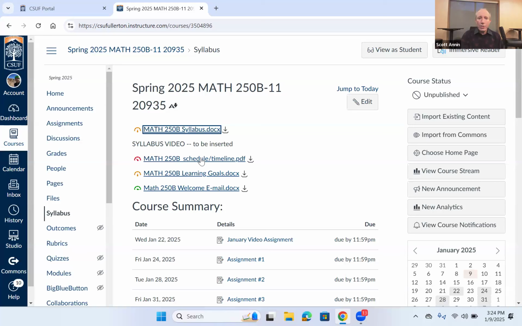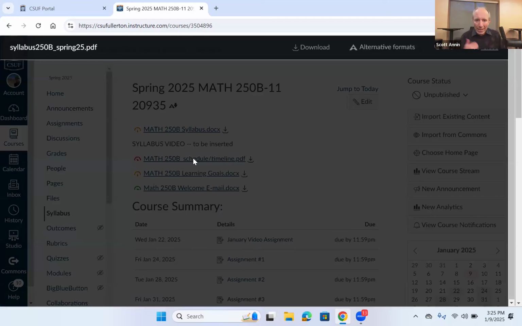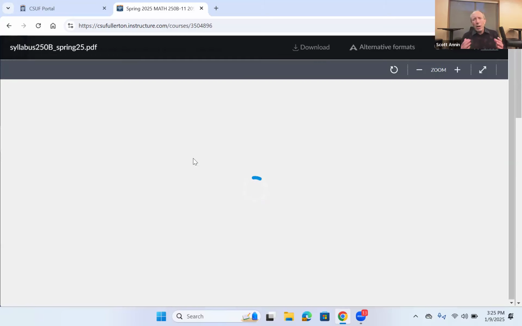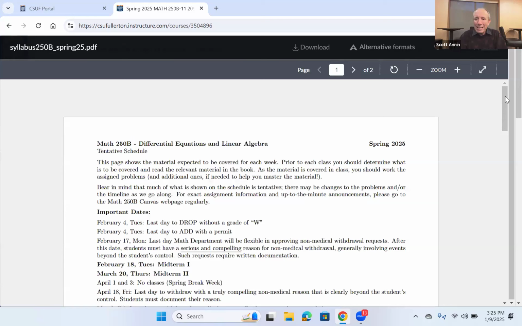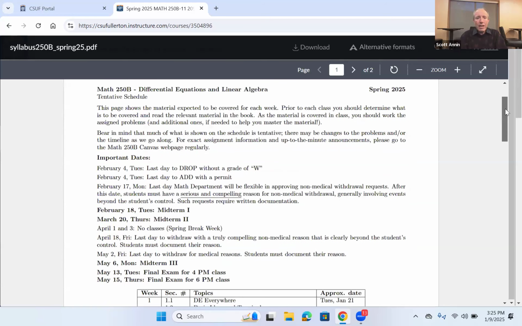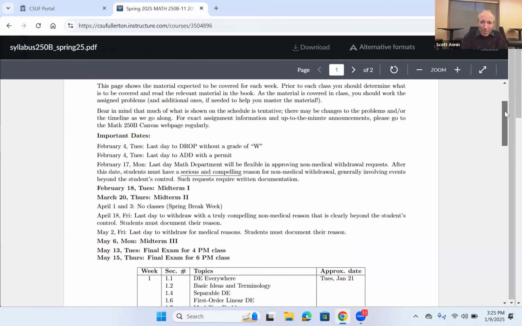You're also going to find a schedule and timeline in the homepage of Canvas here, that gives a weekly breakdown of where we're roughly going to be in the material. I don't promise that we're going to be always lined up exactly with this. You can see I've got the important dates here at the top of this document. When are the exams and when are the adding and dropping dates?